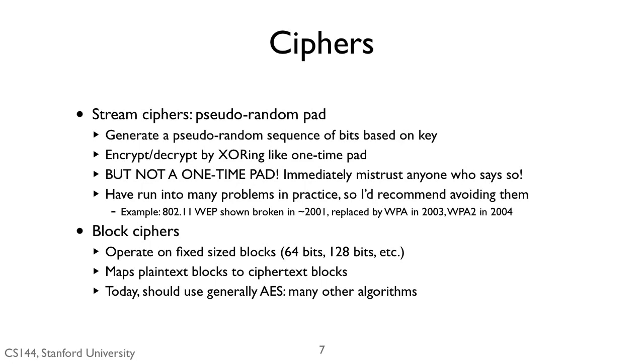Now WPA2 uses something called a block cipher. A block cipher operates on fixed-sized blocks of data, say 64 bits or 128 bits. A block cipher maps a plaintext block to a ciphertext block. There are many block ciphers. Today, you should generally use AES, the Advanced Encryption Standard.